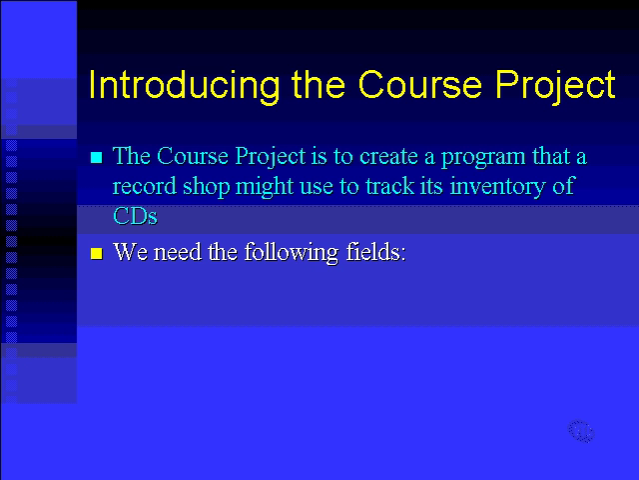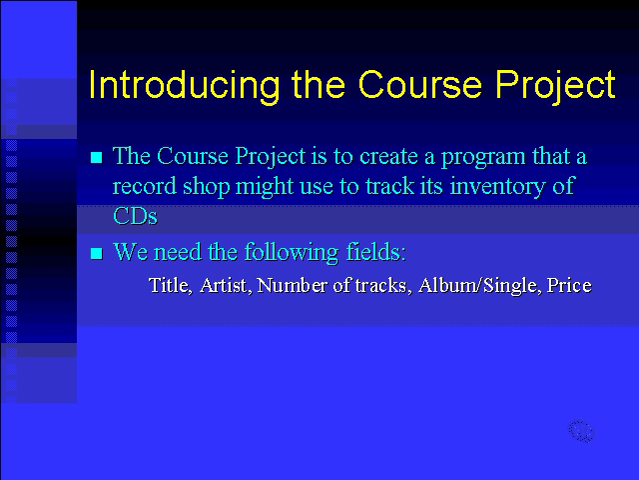In this program, we're going to need to store the following pieces of information for each CD: title, artist, the number of tracks, whether it's an album or a single, and the price. Okay, now let's say a couple of words about each of those. Title and artist, they're straightforward. They're going to be strings. How long they should be, well, that's up to you. How long do you think a CD's title or artist could possibly be? Number of tracks, okay, well that's probably just going to be an integer, or perhaps a short, depending on how many tracks you think you can fit onto one CD.